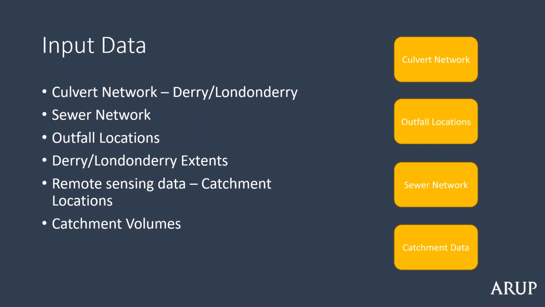We had the sewer network data and the outfall locations for the entirety of Northern Ireland produced by NI Water. And then we had an extent for the city. Again, the remote sensing data was also used, which included the catchment volumes and their permeability rates.